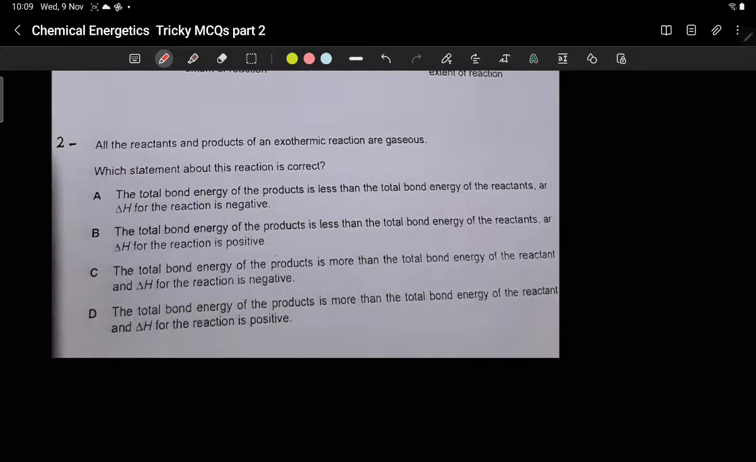The total bond energy of the product is more than the total bond energy of the reactant, and delta H for this reaction is negative because it is an exothermic reaction. This is correct. So C option is correct. The last option, where the total bond energy of the product is more but delta H for the reaction is positive, is incorrect. So C option is the correct option.